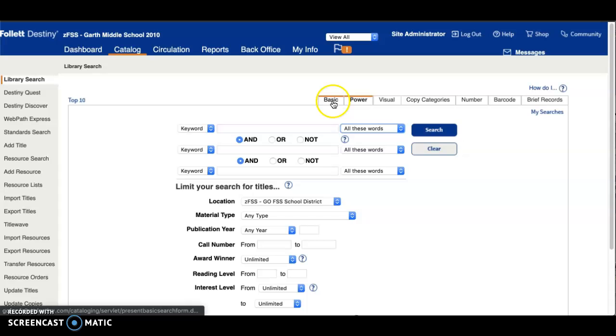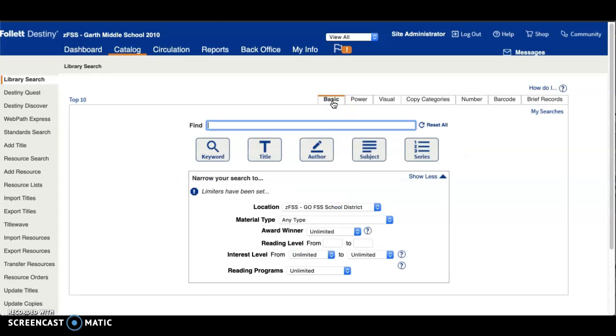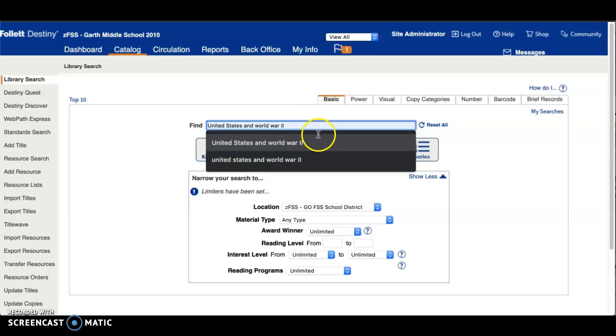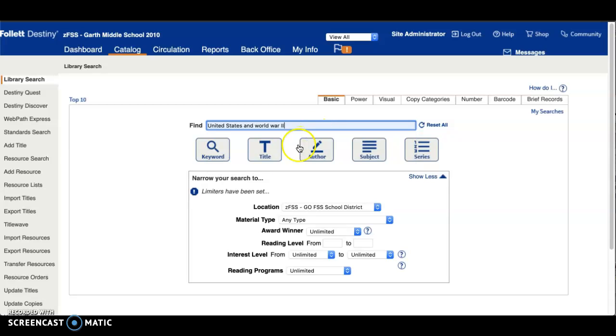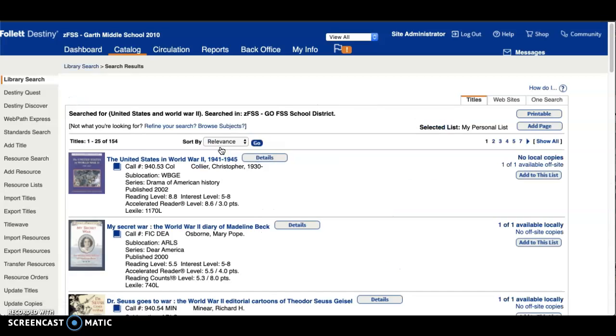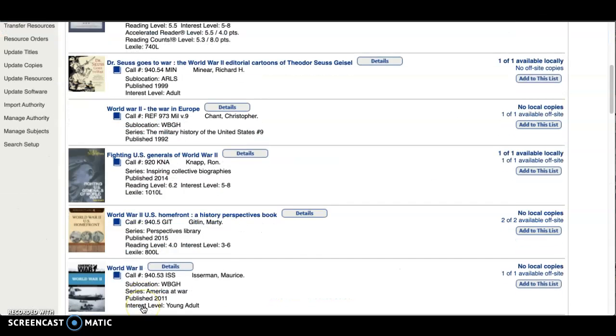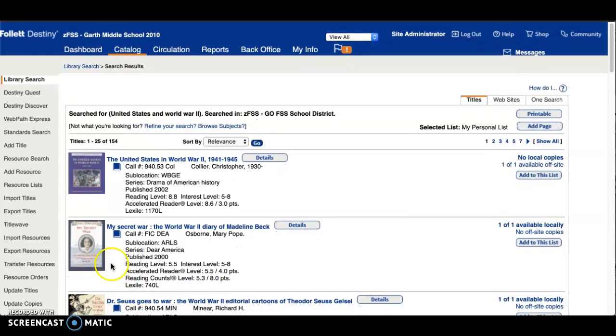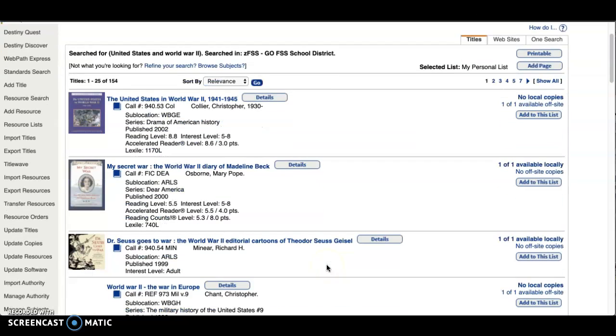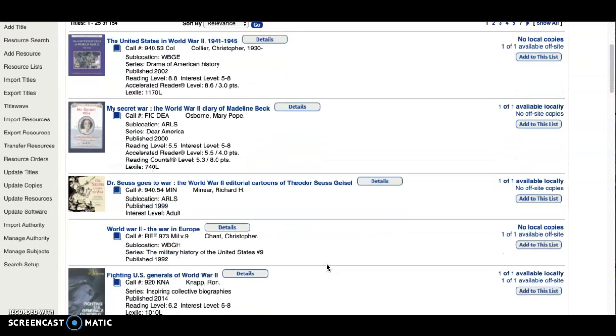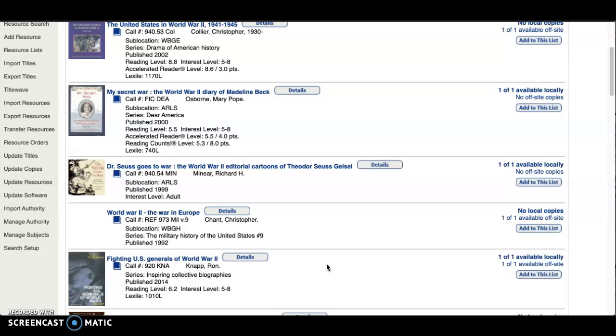Let's go to basic first, and we're going to type United States and World War II. You see I put AND there. And we're going to do keyword. How many are there? 154 materials came up. Now we have to go through here and see what we would be interested in learning more about. What do we want to learn about the United States during World War II? This will give us an idea for you to pick your own topic.